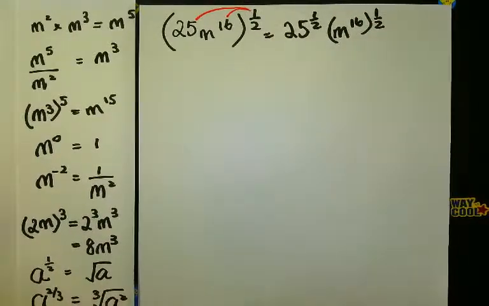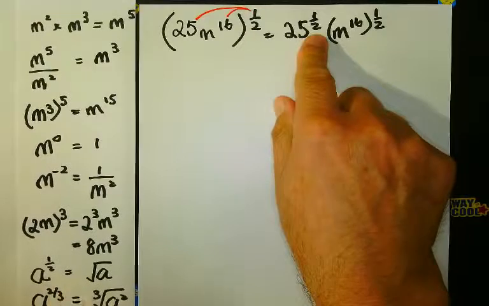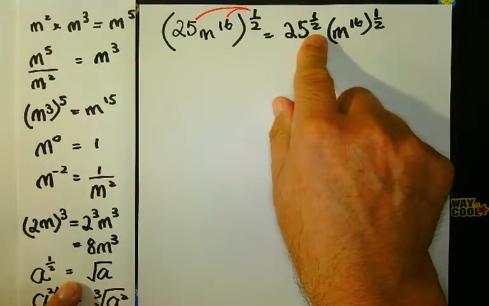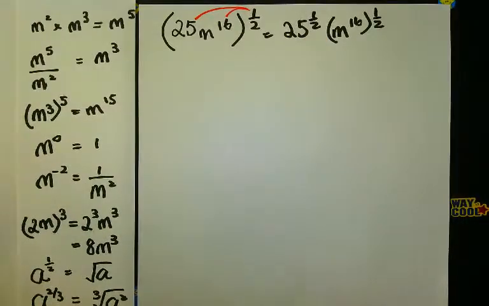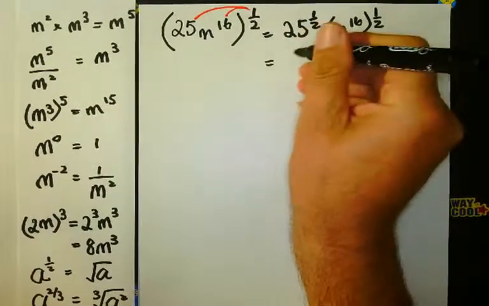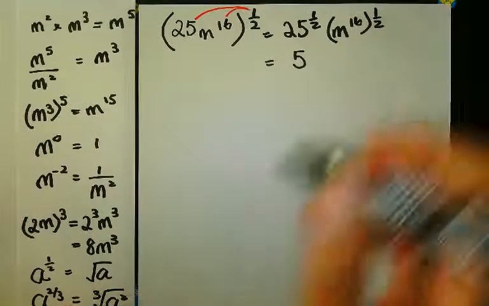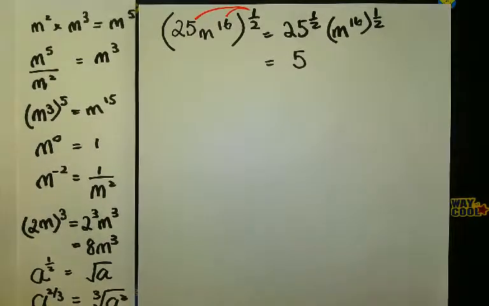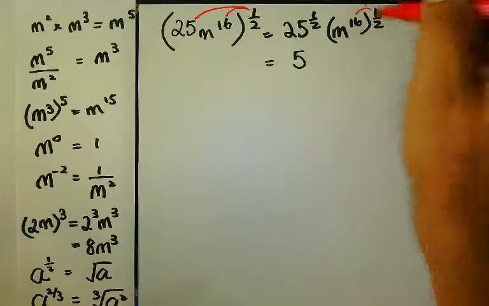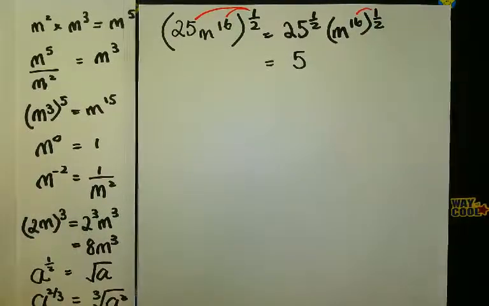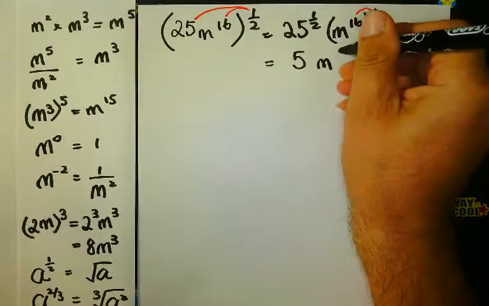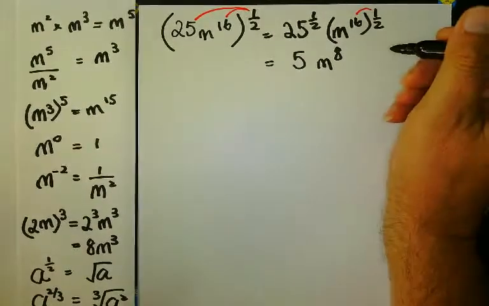Now, remembering that power half is actually the square root, the square root of 25 is 5. It's always considered to be the positive square root. Now remember, power on a power is when you multiply. So 16 times 1/2, or 1/2 of 16 if you prefer it that way. And so that would give us 5m^8.